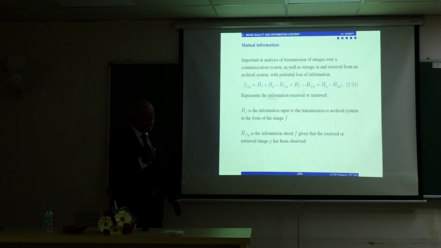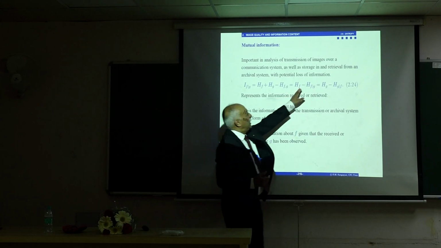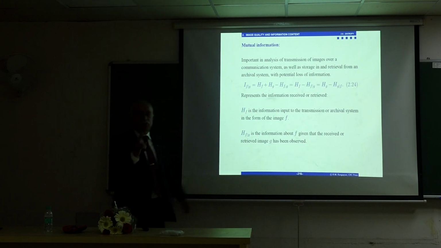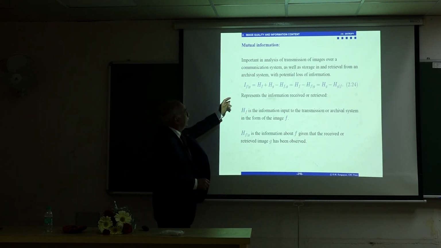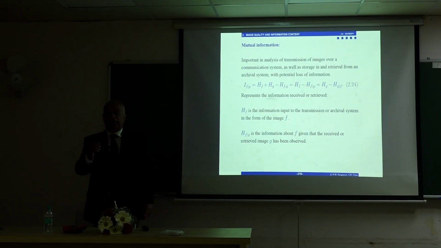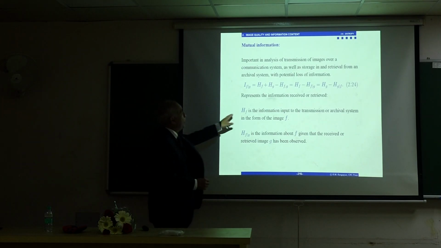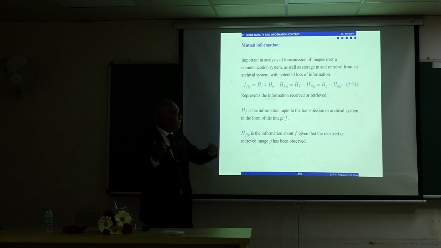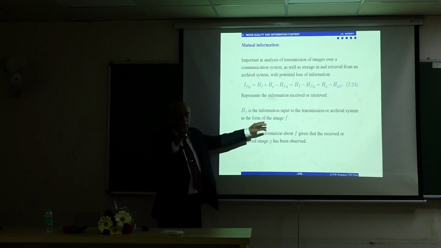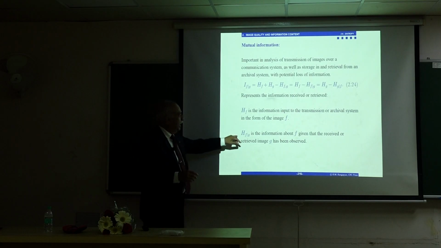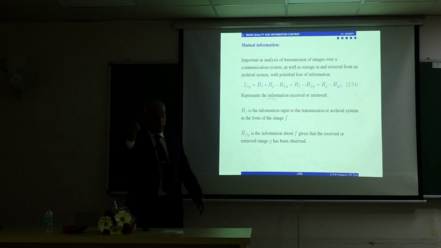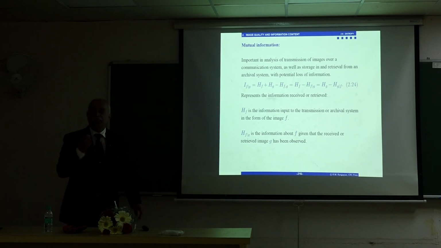How much is the loss or difference? That depends upon the relationship between the two images, or the correlation. It is HF minus HF given G, or HG minus HG given F, conditional probabilities. So this represents the information that is received or retrieved. Imagine a lossy transmission situation, as I said earlier. HF is the information input to the transmission or archival system. F is the image, you send it over a data transmission line, and G is what is received on the other side. HF given G is the information about F given that the received or retrieved image G has been observed.